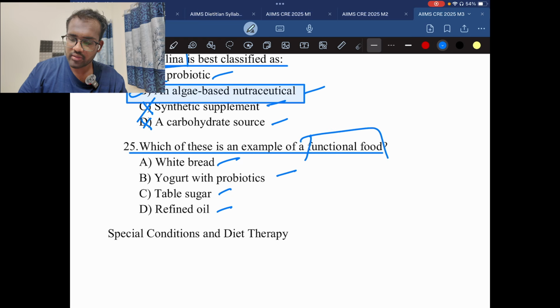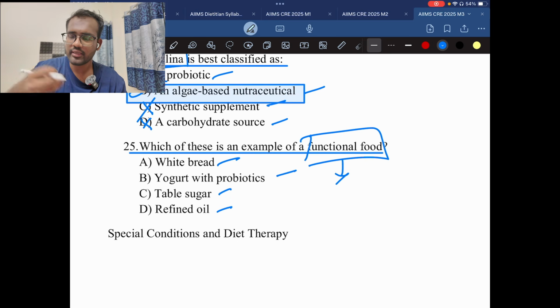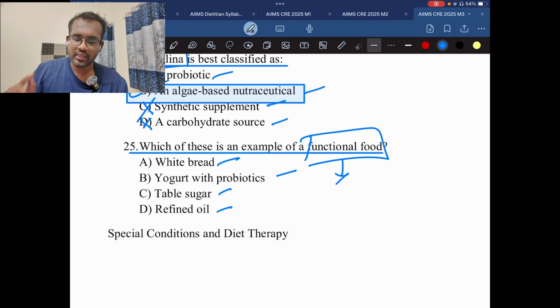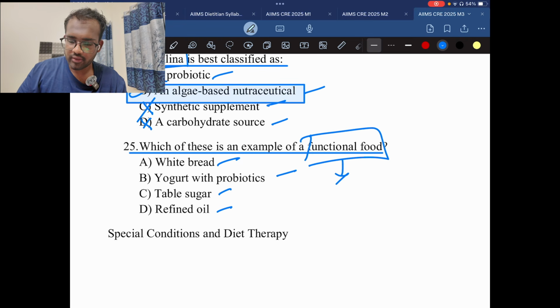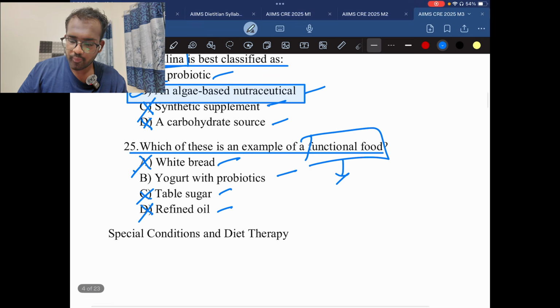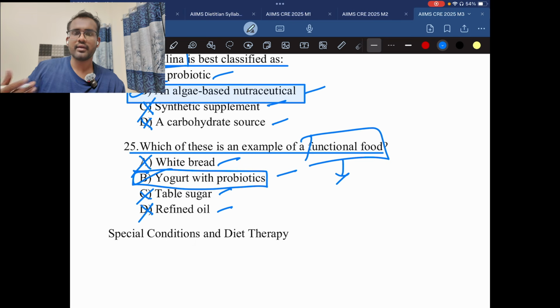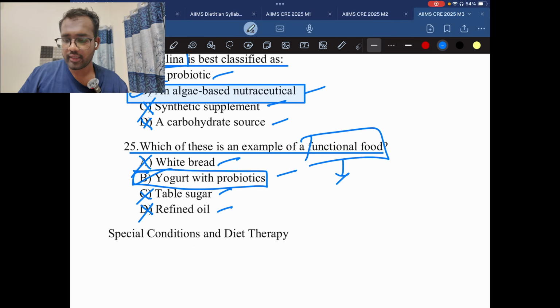Always remember what is functional food. Functional food means it is providing extra benefit compared to just eating a food item. You are eating a food item and you are getting benefited from the food item. So that is called functional food. White bread gives only carbohydrate. Table sugar is plain sugar. Refined oil doesn't have any nutrient except fat. So here, yogurt with probiotics. Yogurt is a source and there is a probiotic which will help the gut bacteria to grow, and at the end of the day it will help in digestion. So the answer will be B. It is doing functional work, so it is called functional foods.